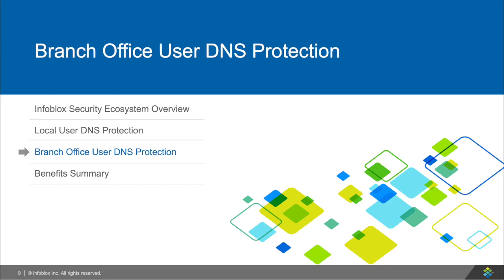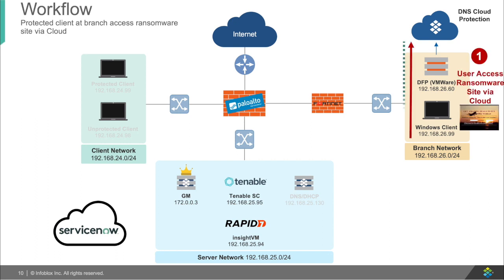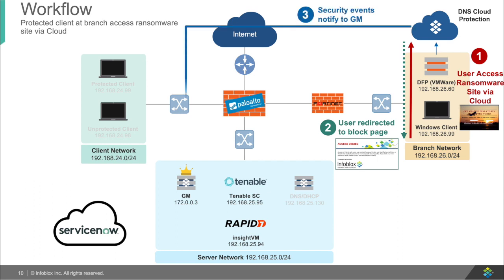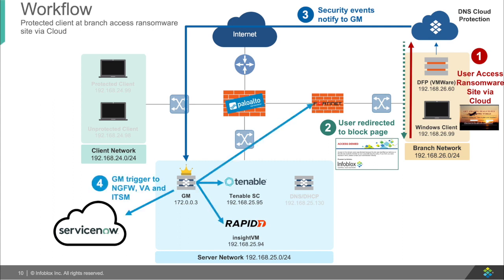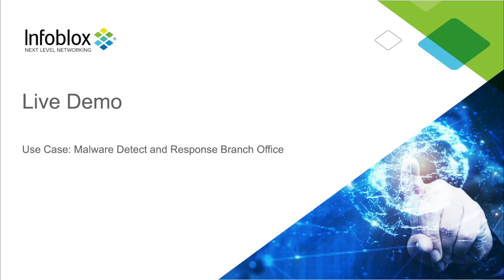Now let's take a look at branch offices and remote users. When a remote user, or in this case a branch office, tries to access a malicious site, Infoblox's DNS forwarding proxy will send the request to our SaaS solution, which will redirect the user to a safer site. After every couple of minutes, Infoblox's on-premise solution will pull down the malicious information from the cloud and trigger Infoblox's ecosystem to inform your firewalls to block the user and vulnerability scanners to start scanning the user for vulnerabilities, and at the same time, provide your security and IT teams with tickets about what just occurred. Now let's see that in action.